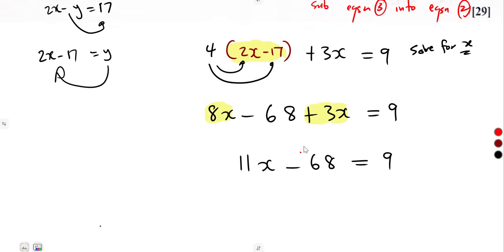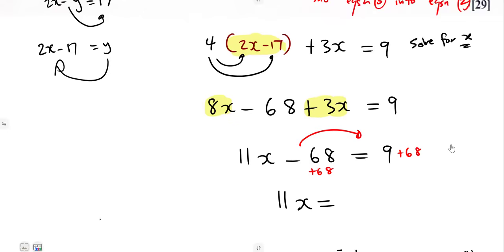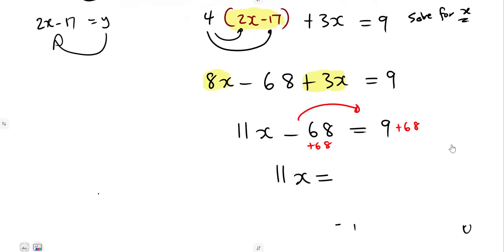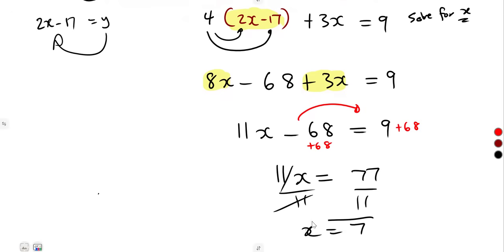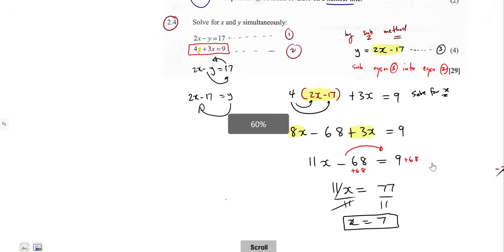Solving for x, you can take this negative 68 to the other side. That is going to be a positive. 11x is equal to what? Simply add 68 to both sides. So 9 plus 68 is going to give us 77. That's 77 here. So you can determine the value of x by simply dividing by 11. So x is equal to 7. That's the value of x that you're going to have from here.